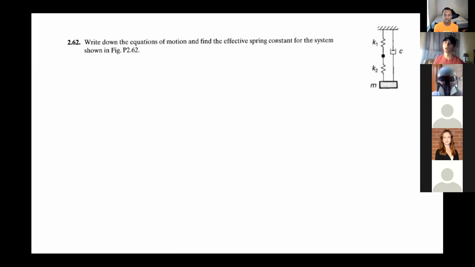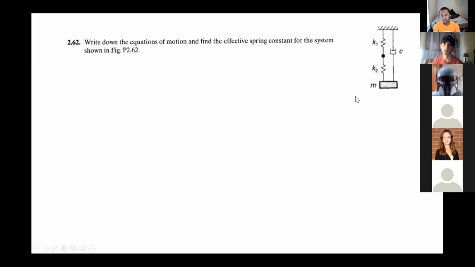So now we're going to go into the springs. This is all the easier stuff. Michael's going to get into the equations of motion and energy after this. So 2.62, we're going to write down the equations of motion and find the effective spring constant for the system shown right here. Pretty simple problem.